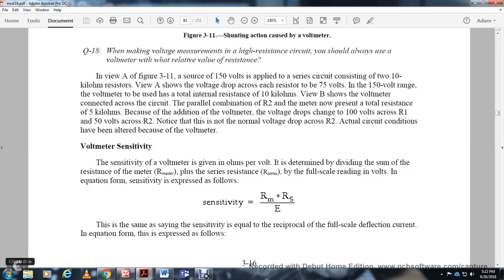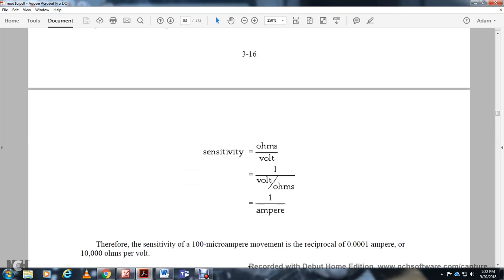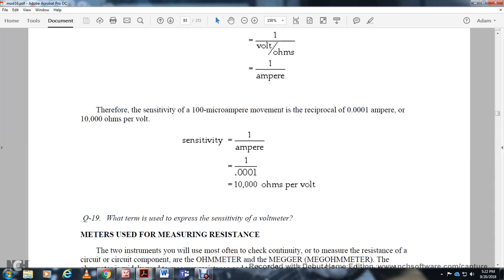In equation form, it is expressed as follows. Sensitivity equals ohms over volts, or 1 volt over the ohms, or 1 amp. Therefore, for a 100 microamp movement, the sensitivity is the reciprocal of 1/10,000 of an amp. Sensitivity equals 1 over the amps, 1 over 1/10,000, to give you 10,000 ohms per volt.